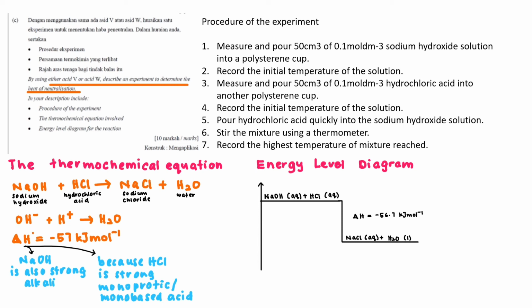Since this reaction is exothermic, we have to draw the energy level diagram like this. But don't forget to write the reactant, product, and the heat of neutralization on your energy level diagram, or marks will be deducted.